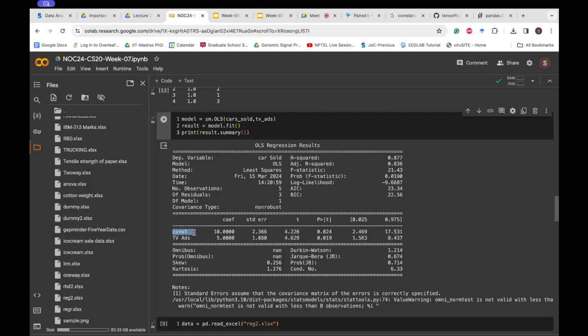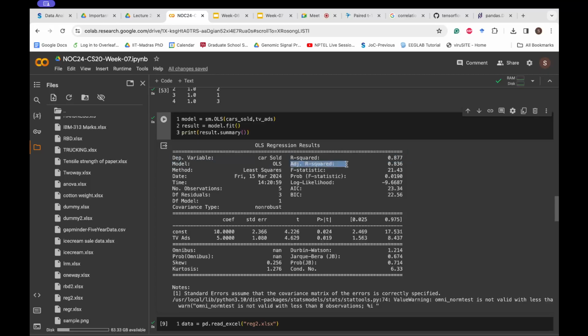So here, after computing the values, you are getting the constant, the y-intercept, as 10, the slope for TV ads as 5, and you can see the R-squared value over here, which is nothing but your SSR by SST.